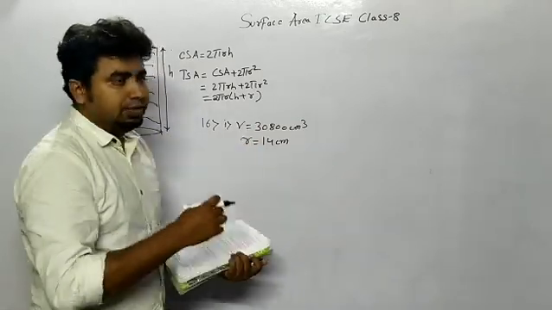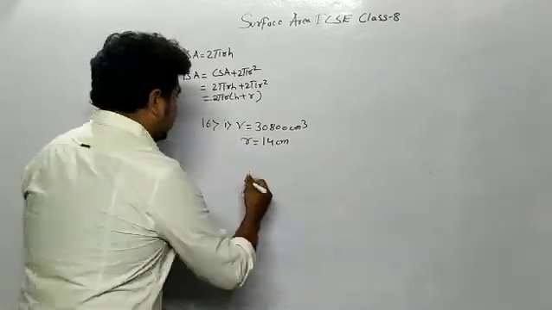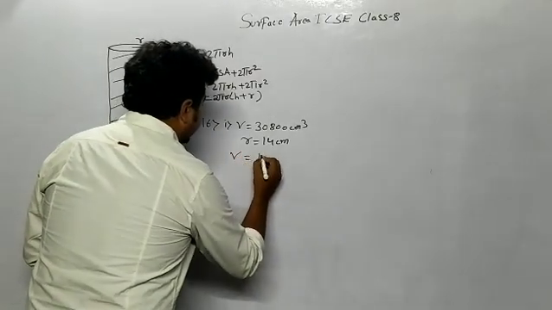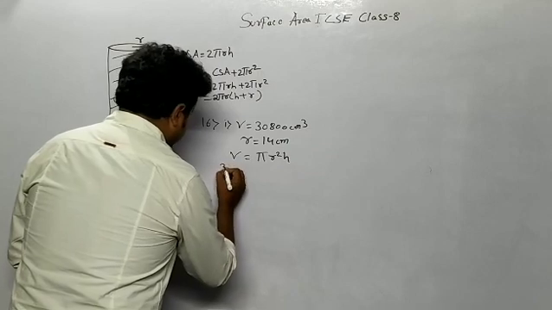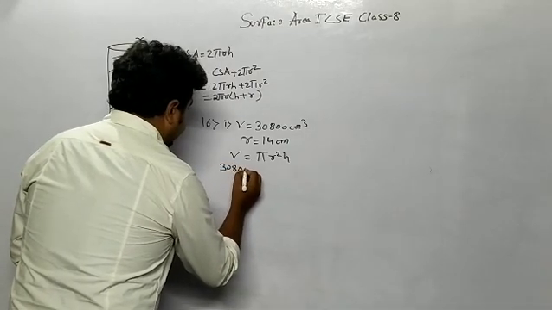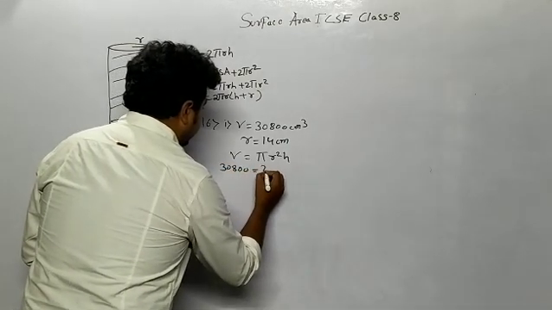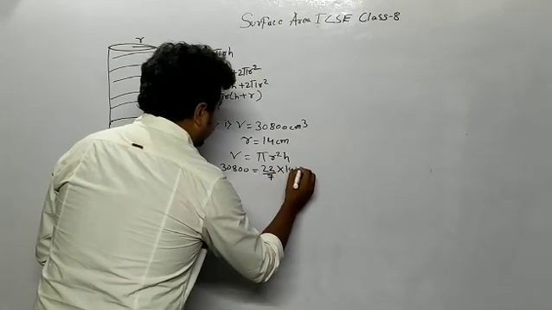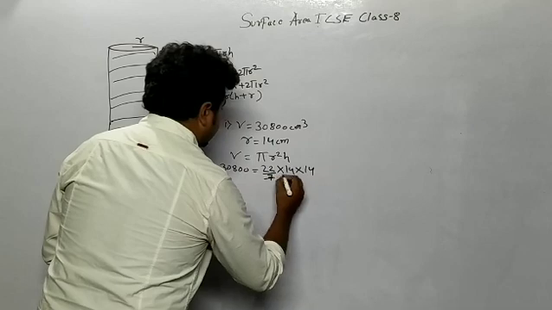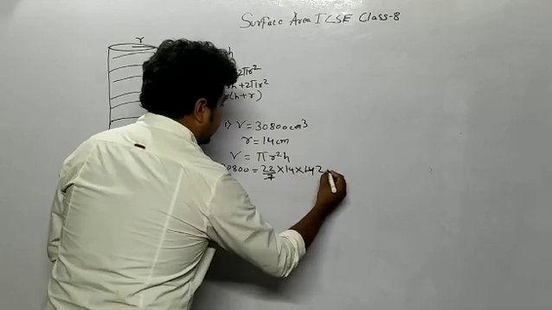Volume is given, then you have to apply the formula of volume. Volume we can write as pi r square h. Here, 30,800 is equal to pi, which is 22 by 7, times r, which is 14 into 14, and this is h.